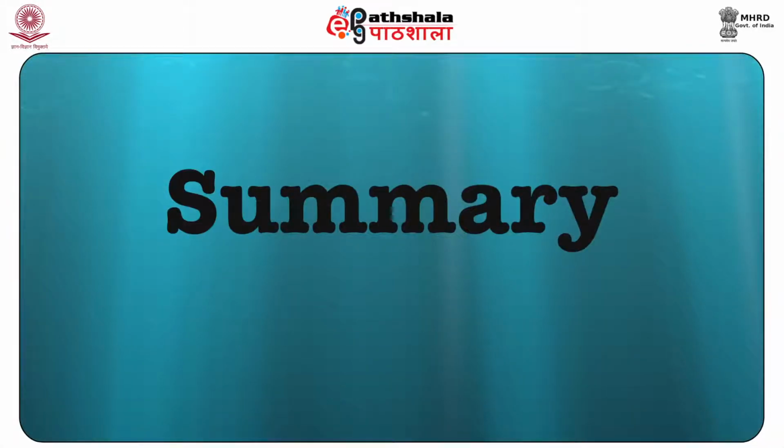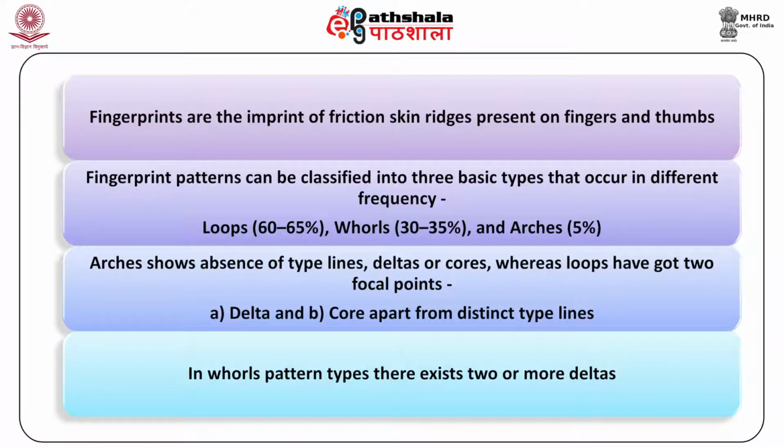Now, let us summarize this chapter. So, dear students, in this chapter, we have learned that fingerprints are the imprint of friction skin ridges present on fingers and thumbs. Fingerprint patterns can be classified into three basic types that occur in different frequency, such as loops occur from 60 to 65%, whereas whorls occur from 30 to 35%, and arches are found in only 5% of population. Then we have come to know that arches show absence of type lines, deltas or cores, whereas loops have got two focal points, a delta and a core, apart from distinct type lines.